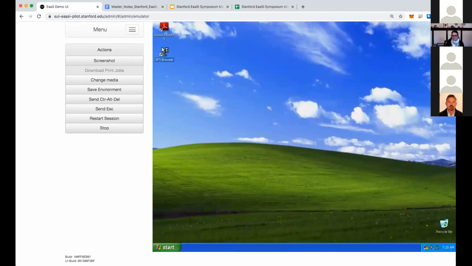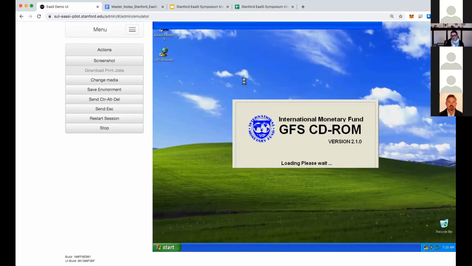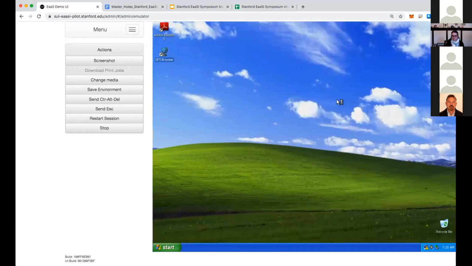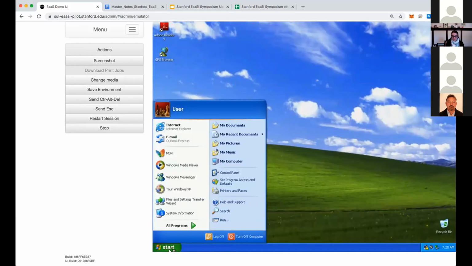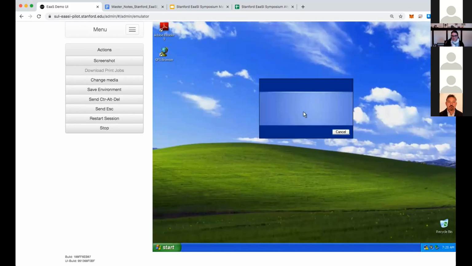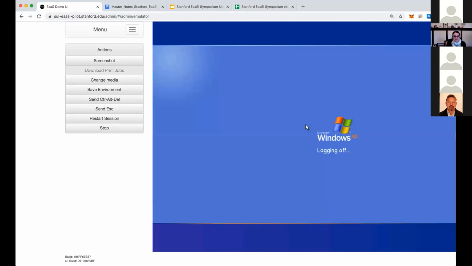And just make sure it works. Okay, yay, it runs. Now I'm just going to show how we would save the state. We need to properly shut down the operating system after I've done the install. And then we'd save Windows XP plus the installed GFS browser, which is the IMF data in this case.